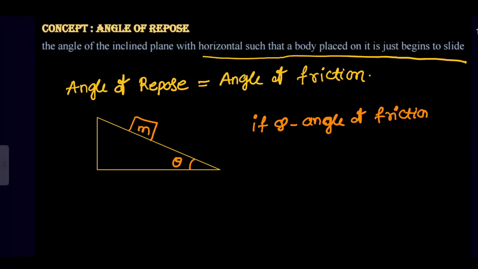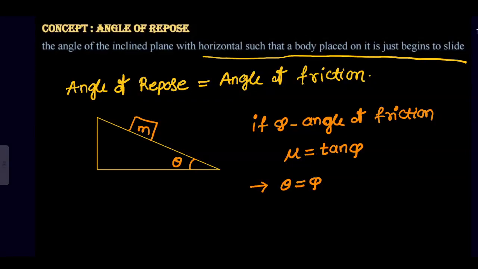Then we have the relation between angle of friction and coefficient of friction. That is, mu is equal to tan phi. If phi is the angle of friction, then the coefficient of friction equals tan phi. Now here, the angle of repose is equal to the angle of friction only. So in this case, theta equals phi only.